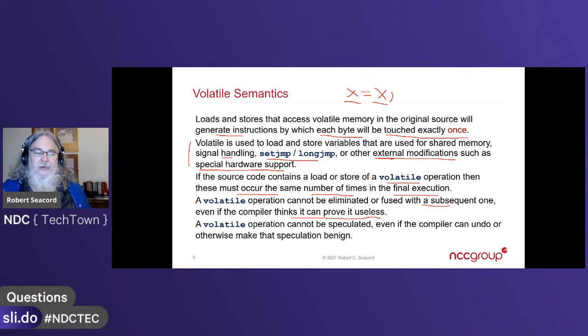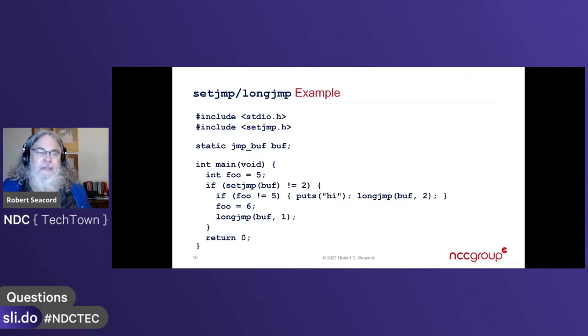So a volatile operation also cannot be speculated, even if the compiler can undo or make that speculation benign, because the speculation will access the volatile qualified object, and that again can have side effects that the compiler is not aware of. So here's an example of a set jump, long jump program, and in this program we have a variable foo, which we initialize to the value 5, and then we have a set jump point here. And within the set jump, we'll see if foo is not equal to 5, and if it is, we'll print out this string high, and then long jump back to this point here, the set jump point, and retest to see if it's returned 2 or not.